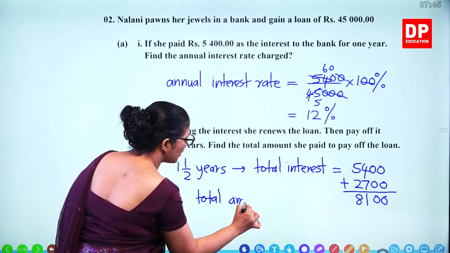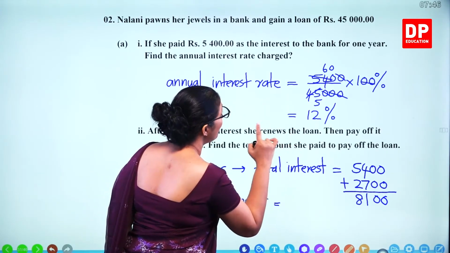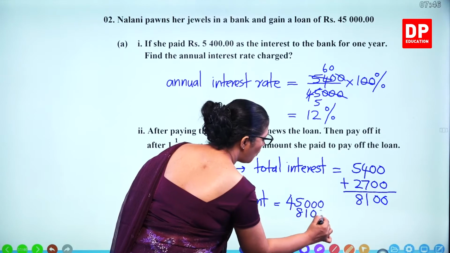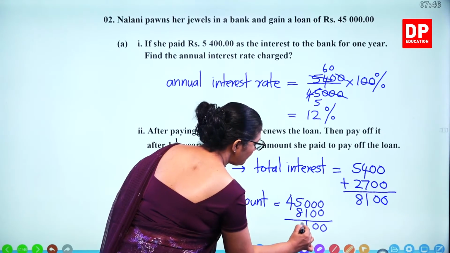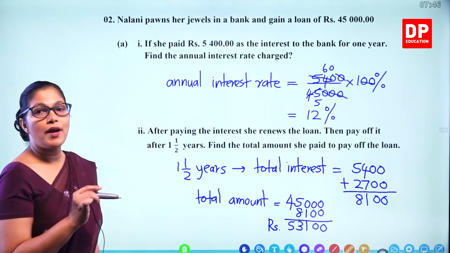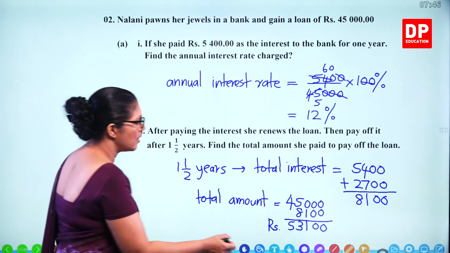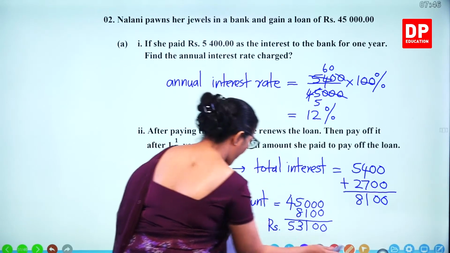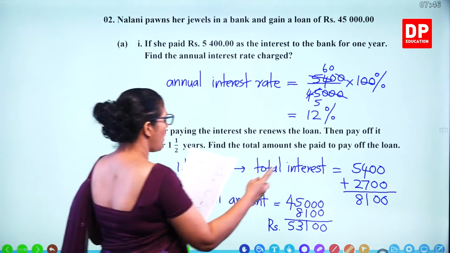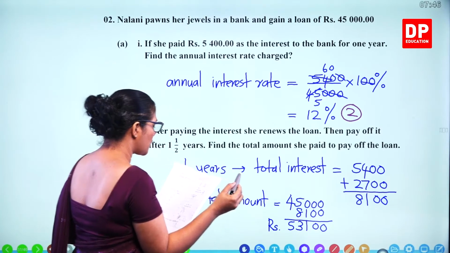Total amount paid, 45,000 plus 8,100. So she paid 53,100 rupees, interest and the initial amount. So how many marks for this? So you are getting 2 marks for the interest rate and 2 marks for this part.